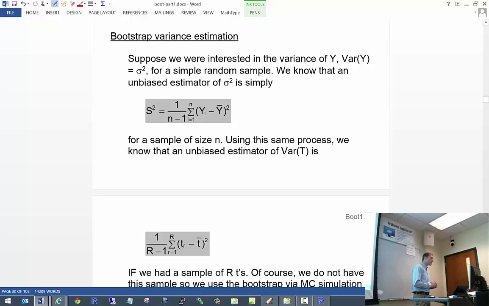Okay, so let's talk about variance estimation. Of all the uses of the bootstrap, this is one of the big ones out there.